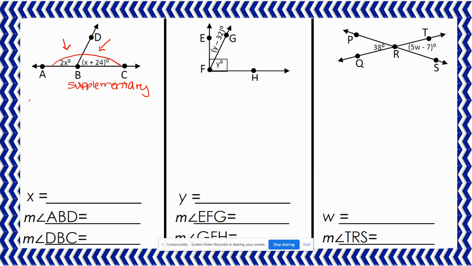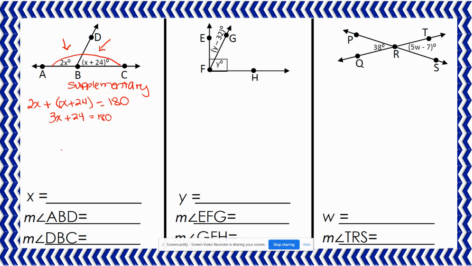So to do that, I'm going to say 2x, because that's my first angle, plus x plus 24, because that's my second angle, equals 180. To solve, the first thing that I need to do is to combine like terms. On this side of my equation, I can combine 2x plus x. And remember, if I don't see anything in front of the x, there's actually an invisible 1. So 2x plus 1x is 3x. 24 doesn't have a like term, so I'm just going to rewrite plus 24, and then it equals 180.